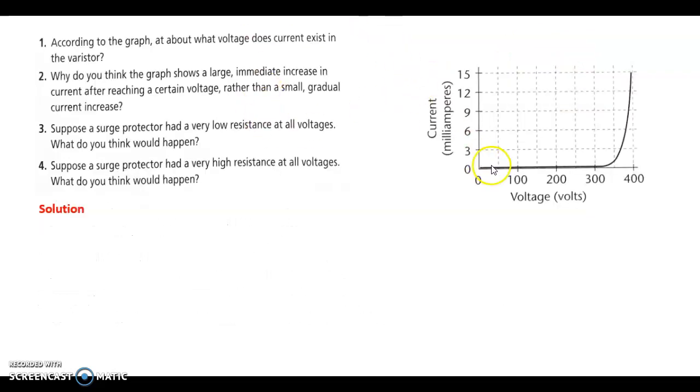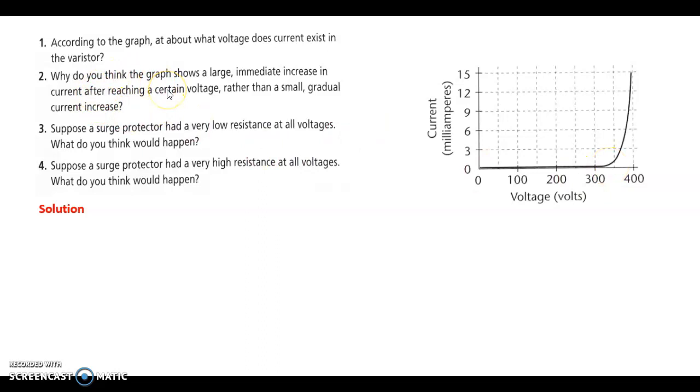Now we can see that the current that passes through the surge protector as a function of voltage remains zero until the voltage is 330, then it increases rapidly. The current passing through the protector increases rapidly. So according to the graph, at about what voltage does the current exist in the varistor? At about 330 volts, it starts increasing above 0 milliamps.